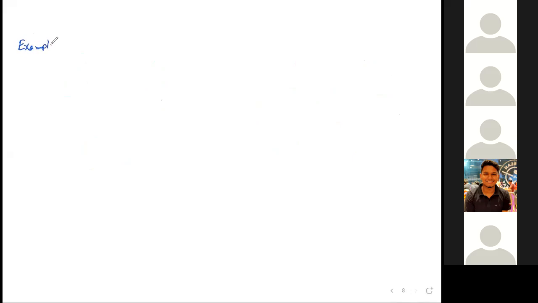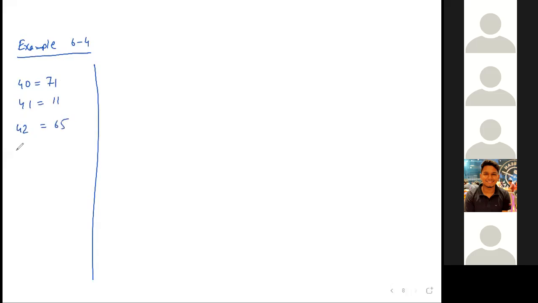This is example 6.4 of the book. I might take 5 minutes extra, so please bear with me. This is an example of BCD number addition. You are given 5 BCD numbers in the memory location starting from 48. The numbers are given over here. These are the 5 BCD numbers. The task is very simple. We need to add all these BCD numbers. So I'm giving you the solution.